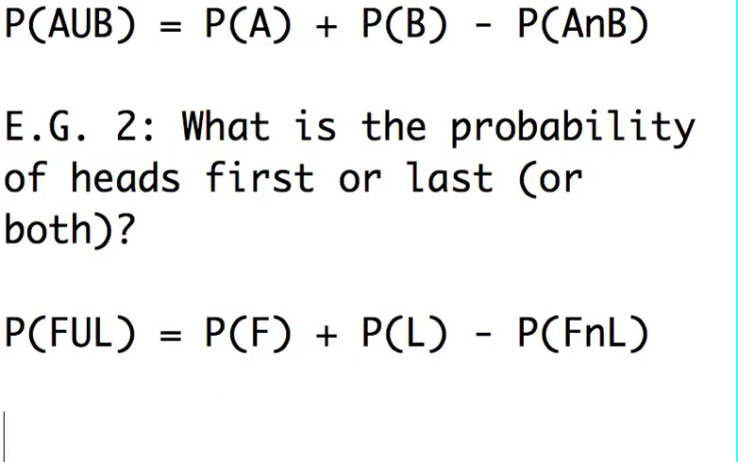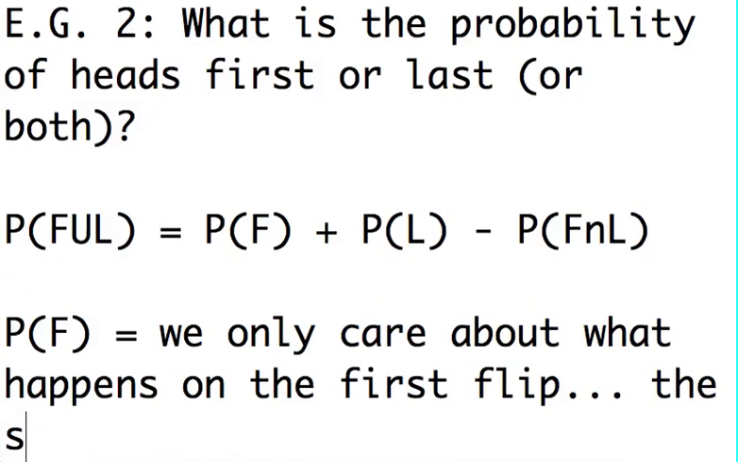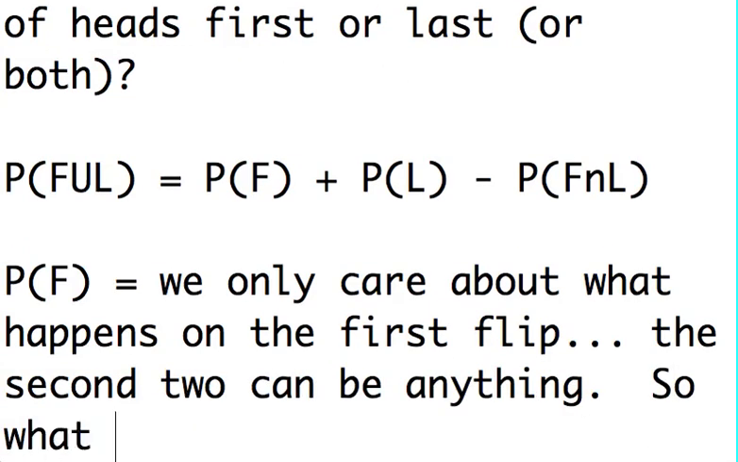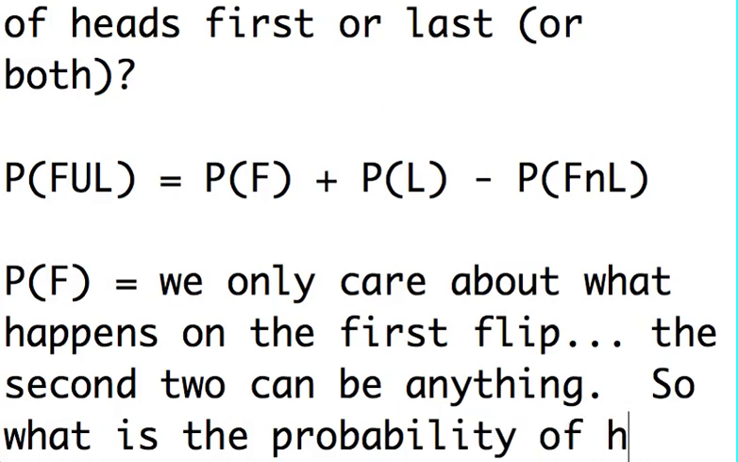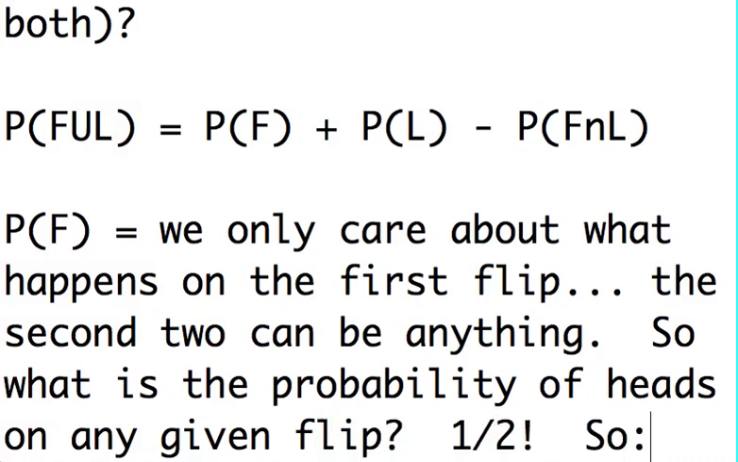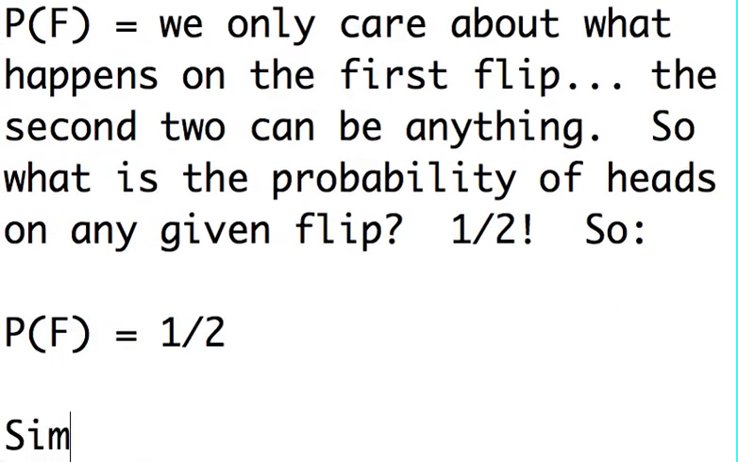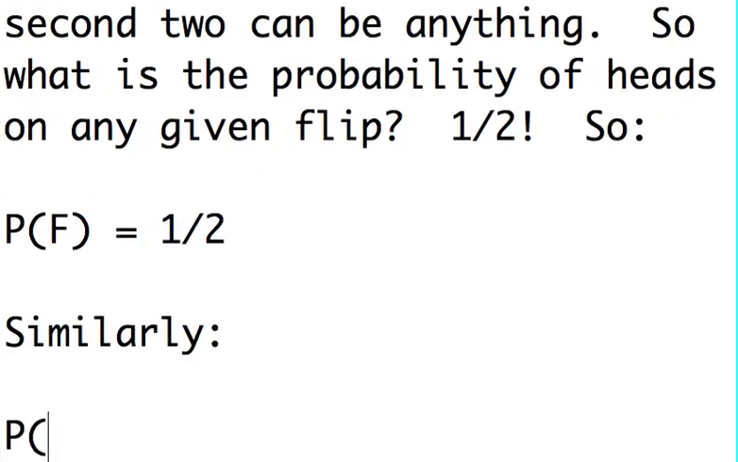If heads is first, the probability that heads is first, well, we only care about what happens on the first flip. The second two can be anything. So what is the probability of heads on any given flip? 1/2. We know that. So that means that the probability of getting heads on the first flip is 1/2. Similarly, the probability of getting heads on the last flip is 1/2.